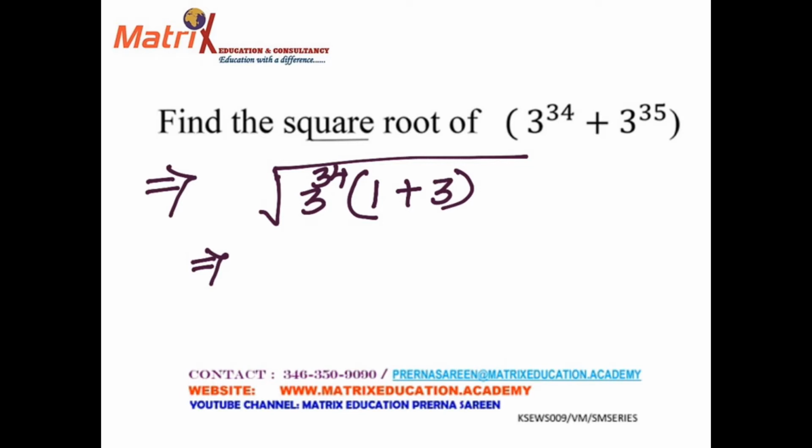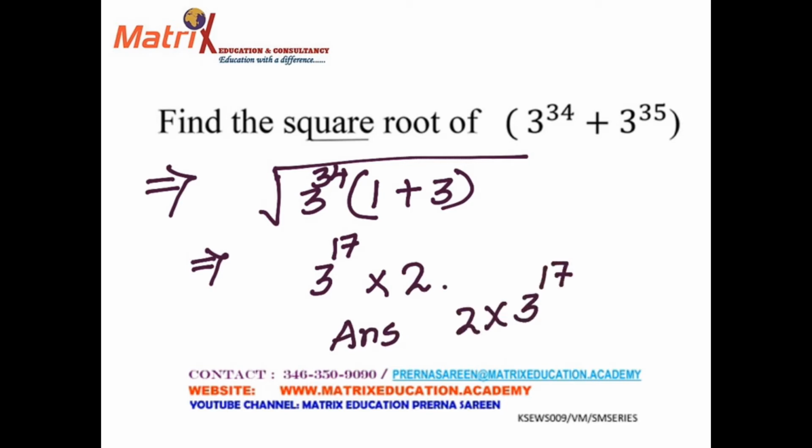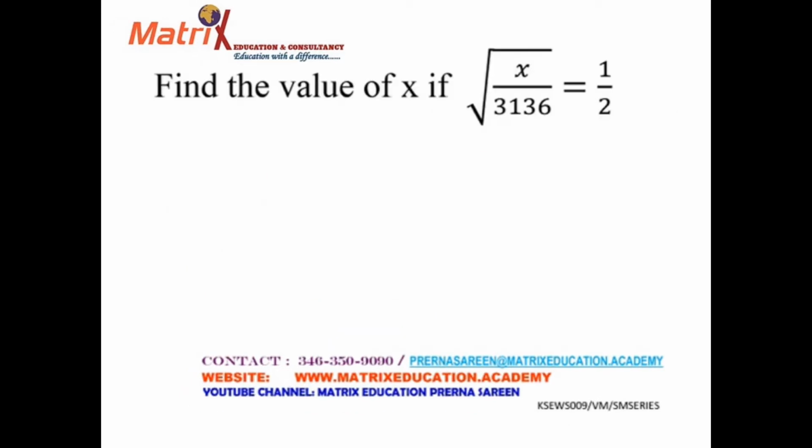So what do I get here? Since as I said, this power is even, I can write this as 3 raised to the power of 17 times, and I know 1 plus 3 is 4, and 4 is a perfect square, so that will come out, and I'm going to write this as 2. So my final answer here is 2 times 3 raised to the power of 17. Now let's take another question.